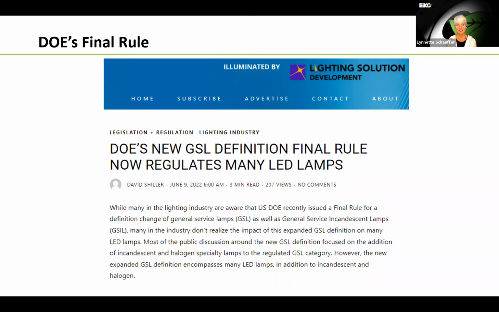Now, to drive home what I said in the previous slide, this article says many in the industry don't realize the impact of this expanded GSL definition on many LED lamps. Most of the public discussion around the new GSL definition is really focused on the addition of incandescent and halogen specialty lamps.